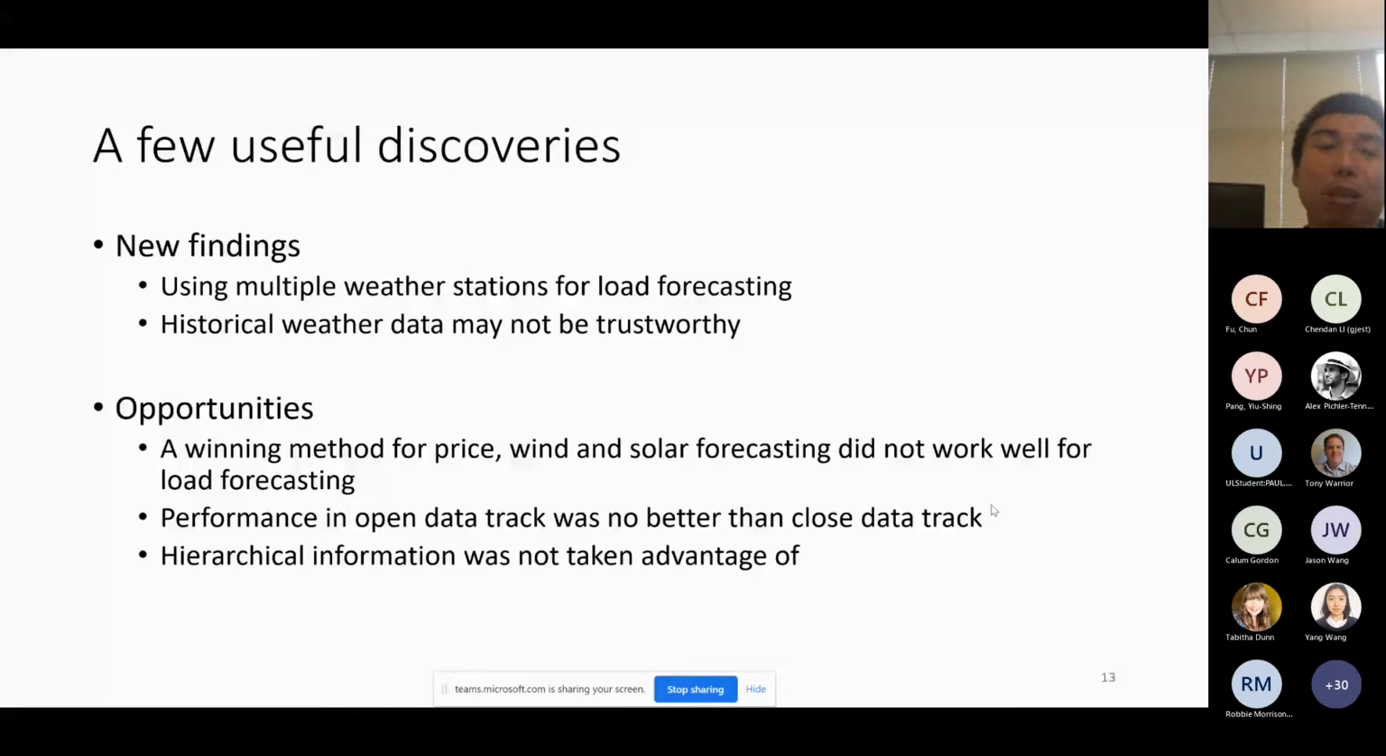Okay. And then there are also, I'll say maybe negative things from the competition, but we see those as opportunities. For example, I recall in 2014, we had 4 tracks: price forecasting, wind forecasting, solar forecasting, and load forecasting. There was a winning method, I think invented by a professor from Carnegie Mellon University, who's an expert in machine learning. That method works for price and wind and solar. I think I ranked number 2 or number 3 on all 3 tracks. But it didn't work well for load forecasting. It was barely beating the benchmark.